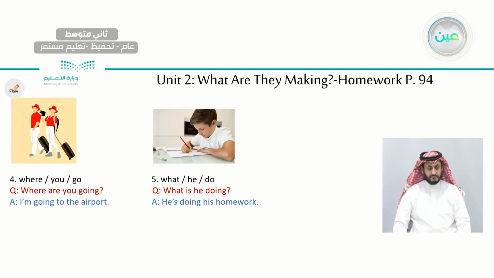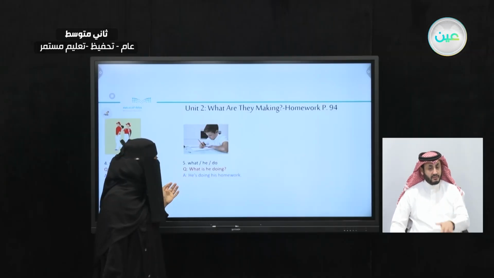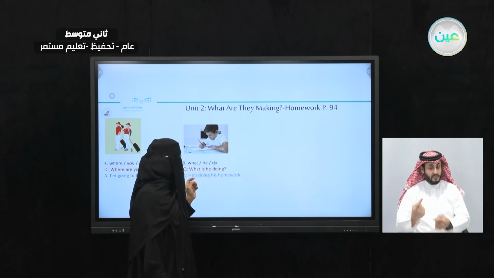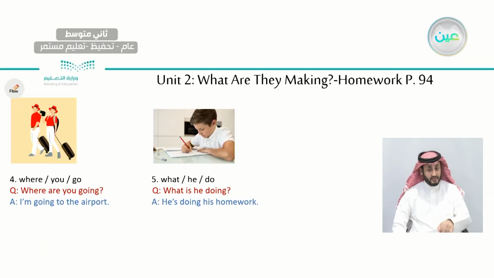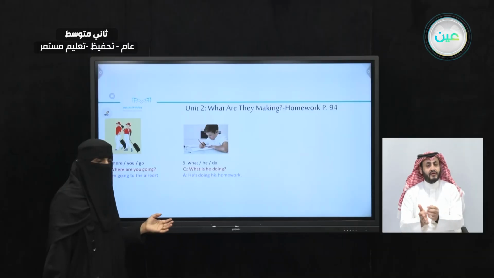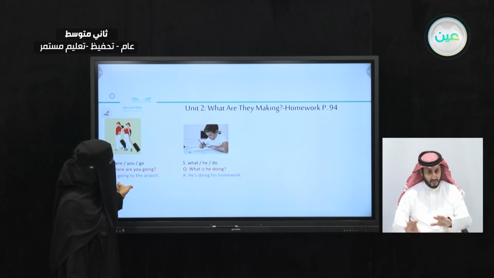For number 4, where? And we have you go. How can you form a question using these words? Where are you going? I'm going to the airport. And we have what he do. What is he doing? We use the verb with ing to form the question. He is doing his homework. This is for our homework. We have finished the homework.